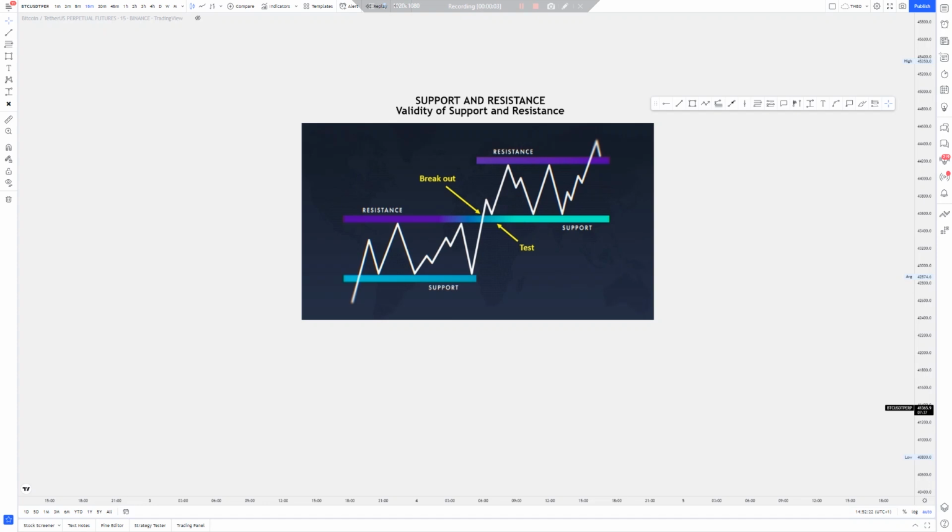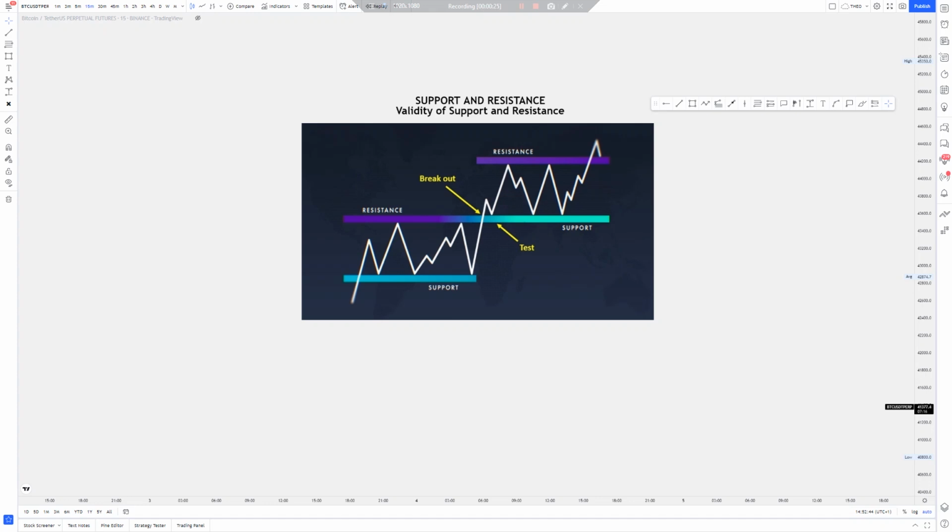Validity of support and resistance. So how do you know the validity of an S and R level? Support and resistance can also be called S and R. Now, we get a lot of people that take this course asking this question often. That's why we've decided to include it in this course.